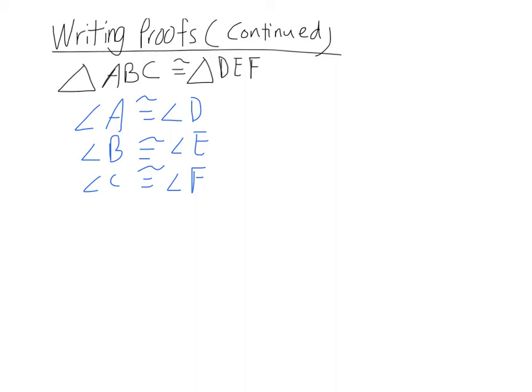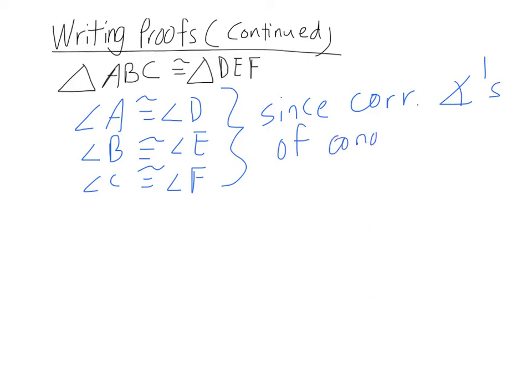So, if you say triangle ABC is congruent to triangle DEF, let's say by side, side, side, the next line in your proof you could say something like, oh, well, angle A is therefore congruent to angle D. Why? Since corresponding angles of congruent triangles are congruent. You've already proved the triangles are congruent, that was already given to you. You can say that angle A is congruent to angle D since corresponding angles of congruent triangles are congruent.